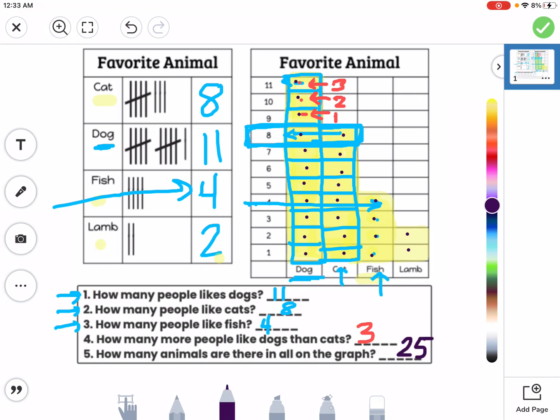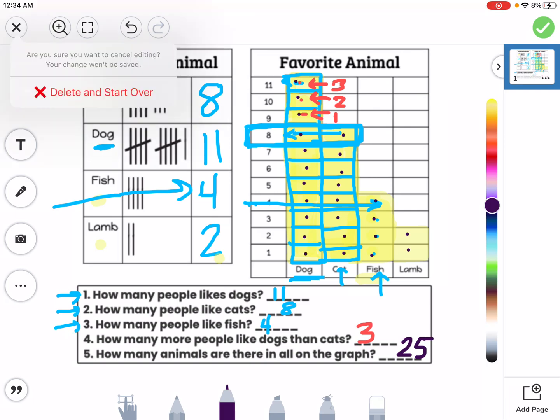25. Okay? I'm all done. Your graph is not going to look as messy as Mrs. Hensley's. Let me show you what you're going to do. And it's fun.